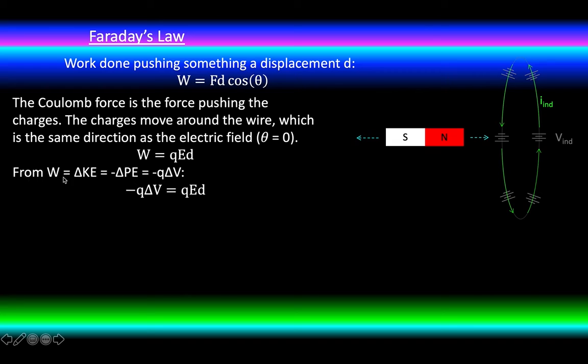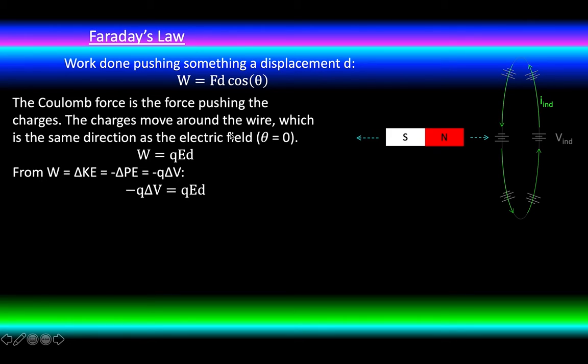From Physics 121, we also said the work done in moving an object is the change in the object's kinetic energy. So we could write that as negative delta PE. And when we wanted to bring energy into problems involving electric charge, we had delta PE is equal to Q delta V. So I could write the work it takes to move a charge once around this loop of wire as QED, or I could write it as negative Q delta V.